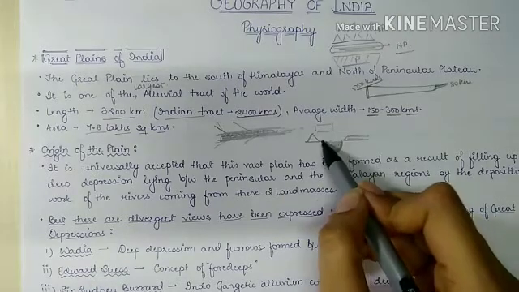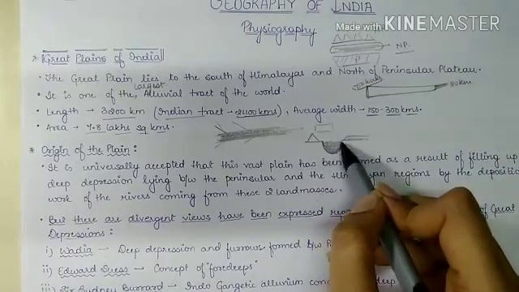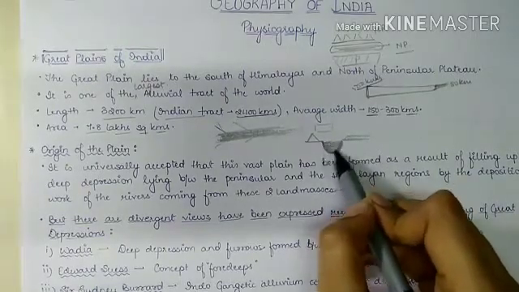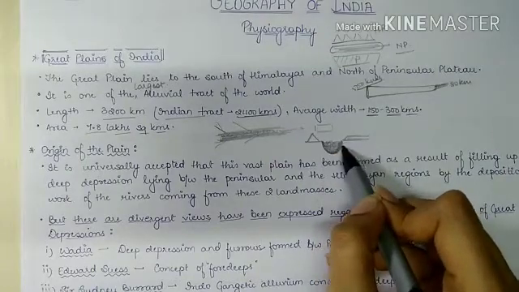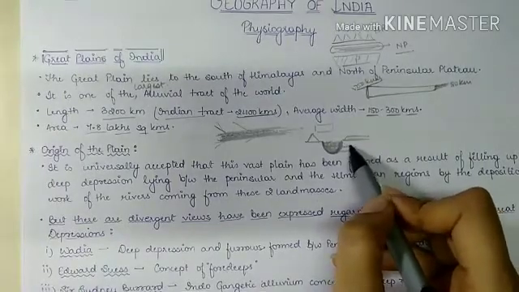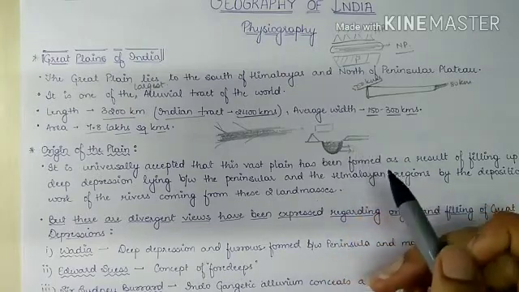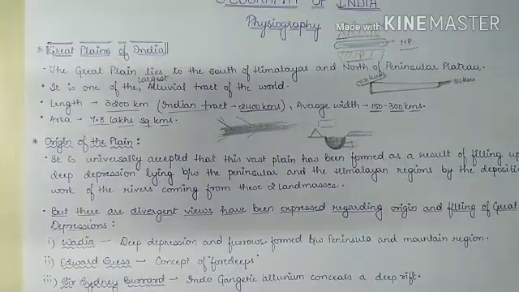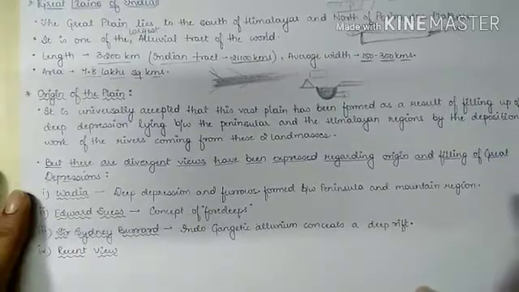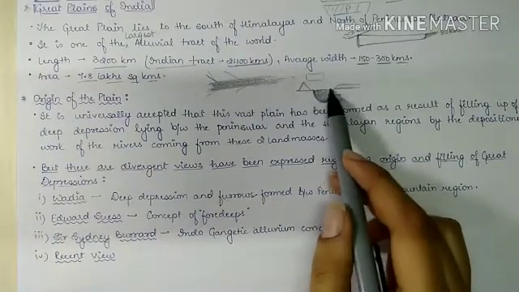Everyone approves that this plain is formed by collection of alluvium in this Great Depression, but the formation of the Great Depression and the process of its filling are different. Different scholars have given different concepts of the filling and formation of this depression. Now we will look into the various theories or views given by different scholars for the formation of this depression and its filling.